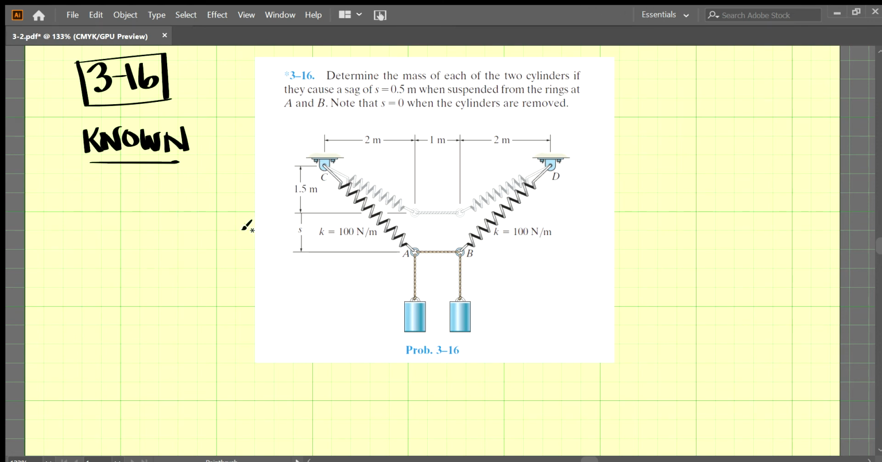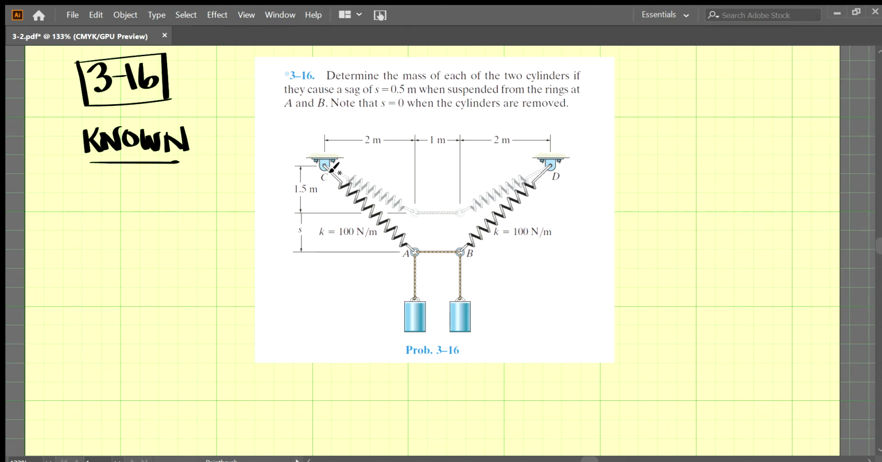All right, so let's do problem 316 here. And this is a problem that causes a lot of students a little bit of trouble because a lot of students don't know where to start with this problem. All right, so we're given two separate things going on here.